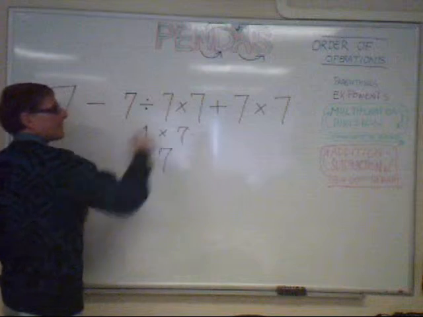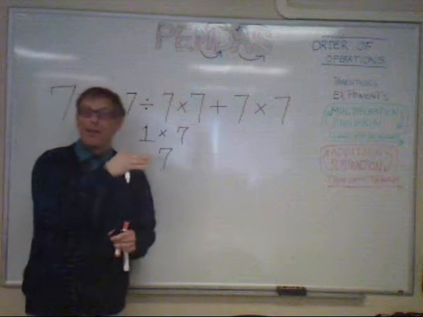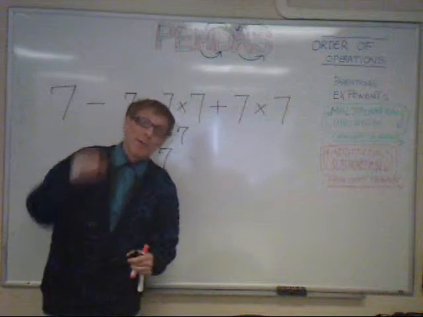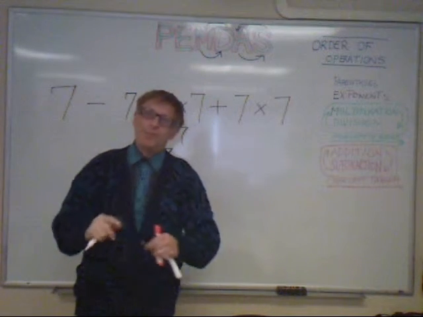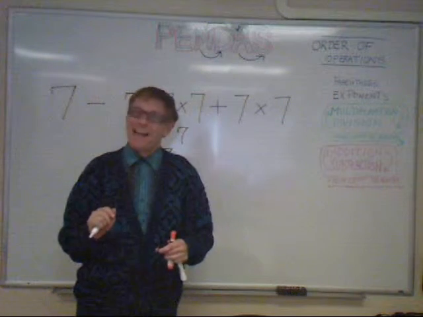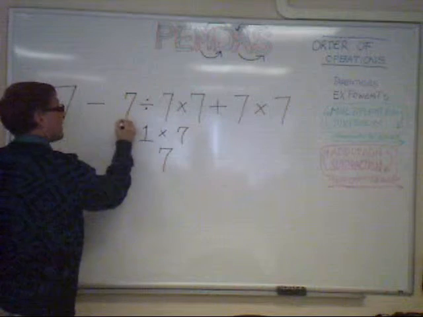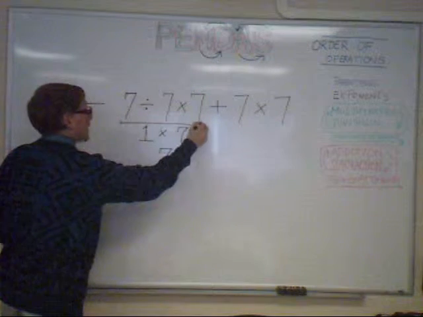Had I multiplied 7 times 7 first, I would have 7 divided by 49, which would be a number, but it would be a fraction of a number, and that would be wrong in this case. Fractions do sometimes exist as correct answers in math, but in this case that would be wrong. Multiplication and division performed from left to right.